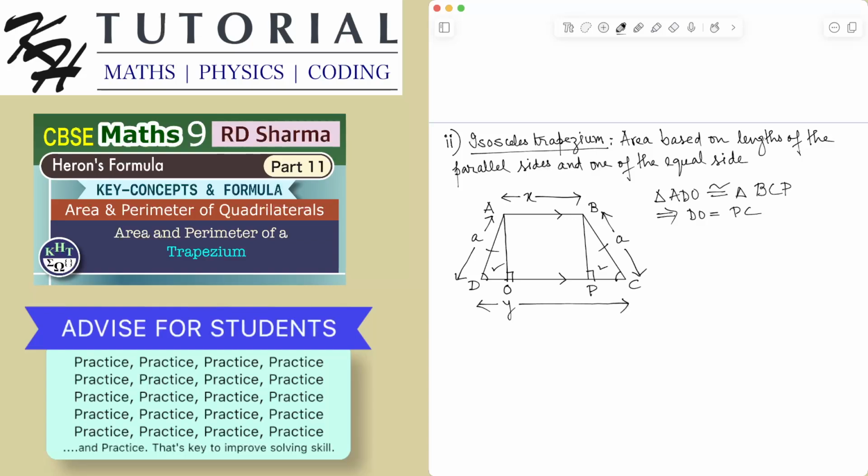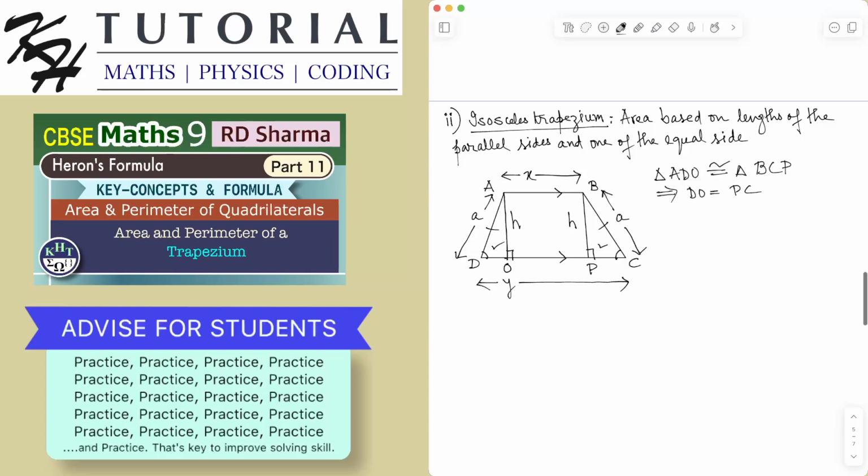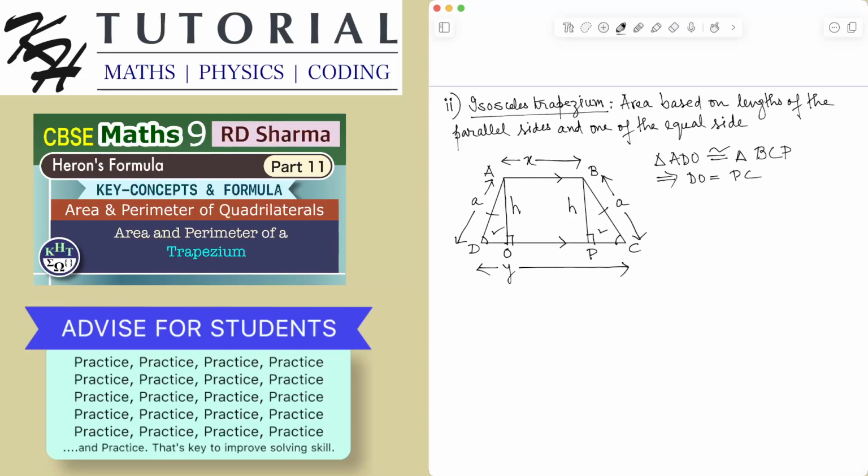Now the idea is that we know the length of the parallel sides x and y. AO and BP are the altitude of this trapezium. Let's say the length of the altitude be h. If somehow we can find h, then we can find the area of the trapezium using the formula half into h into x plus y. How do we find h? We will find h using one of the triangles ADO or BPC. Both these triangles are right angle triangles. We will use Pythagoras theorem to find h.